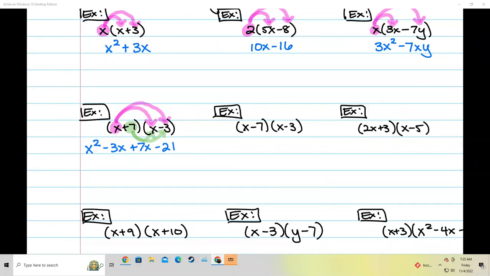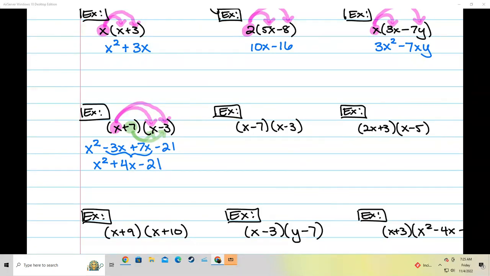Again, I don't see any other x squared, so the x squareds are done. As far as x's, I see a negative 3x and a positive 7x. I can absolutely combine these two. Negative 3x plus 7x gives me positive 4x. So I'm going to write x squared plus 4x minus 21, and that is my answer for that first one.